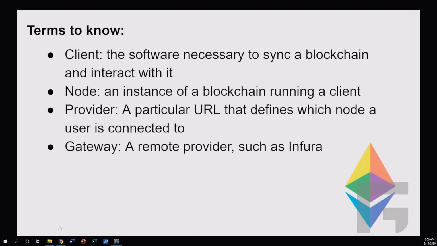So if you're just trying to work with the blockchain, but you don't want to run it locally or deal with the hassle of running it locally, you can use what's called a provider, which is a connection to a blockchain such as Ethereum, but remotely. That's defined by a particular URL. When it's a remote provider, it's called a gateway. So Infura is a gateway to Ethereum.